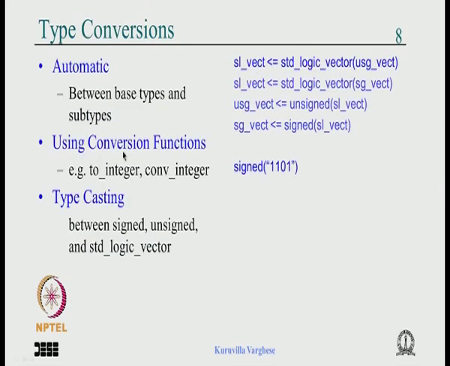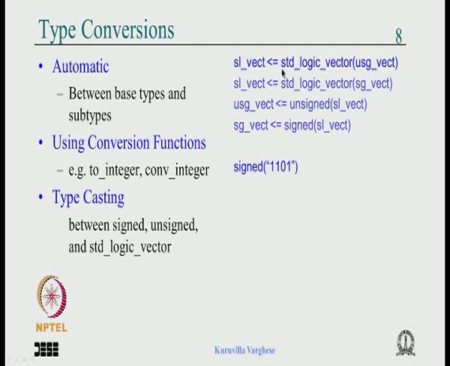And when it comes to the type conversion between the base type and the subtype, you do not have to do anything, but if it is between say standard logic vector and integer, you use functions in the appropriate package like to integer, convert integer, and so on. But the thing to remember is that suppose you want to do type conversion between signed and standard logic vector, or unsigned and standard logic vector, both being defined as arrays of the standard logic, you can do a type casting as in C.